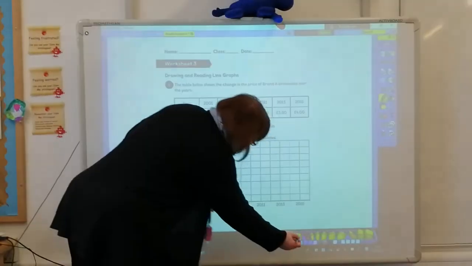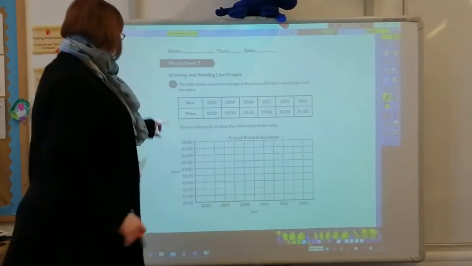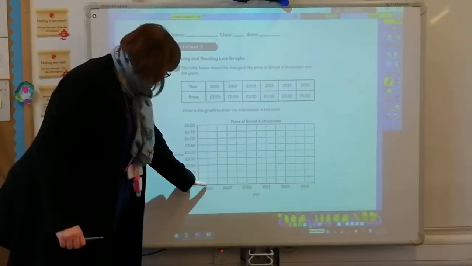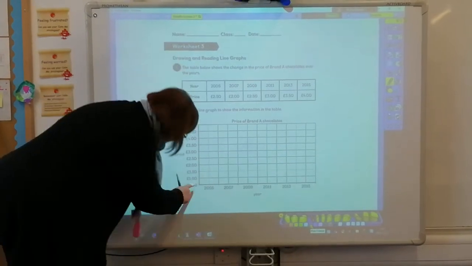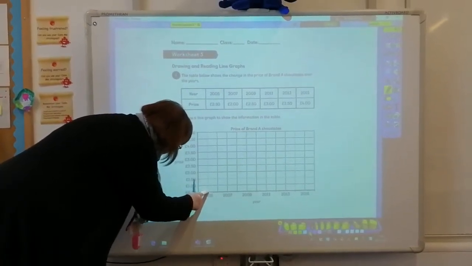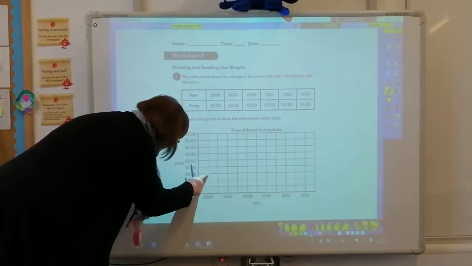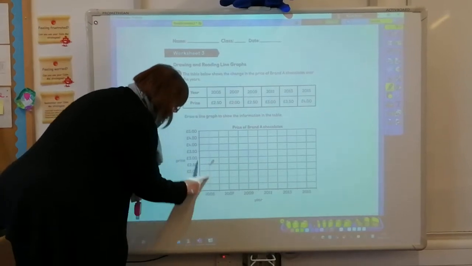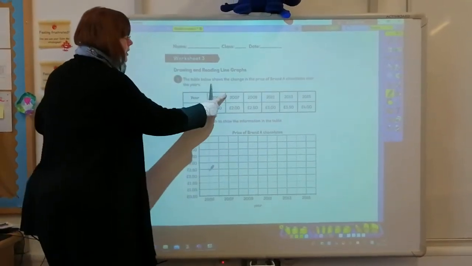So let me change my pen so we can see it nice and clear. So, the first year is 2005 and it says £2.50. So this bottom line is 50p. So we've got 50p, a pound, £1.50, £2.50. And we'll put a dot right in the middle there. Then I'm going to read the next one.